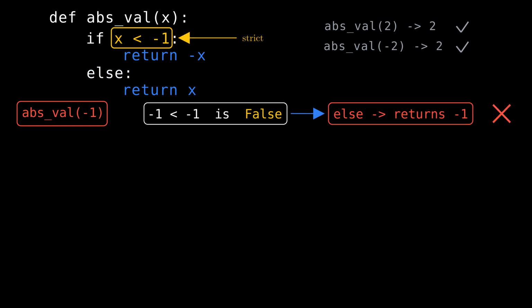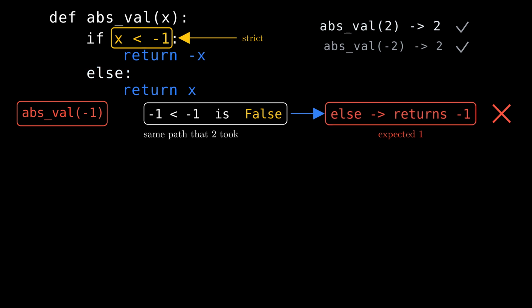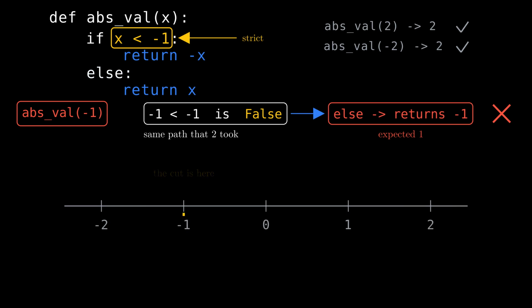Which is -1. The absolute value of -1 is 1. The function returned a negative number for an absolute value, and the path complete suite never noticed because -1 takes the very same path that 2 took. The bug does not live on a path. It lives on the edge of a comparison. The boundary belongs at 0, not at -1.